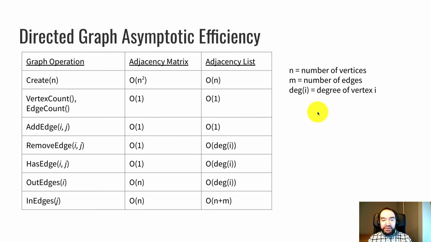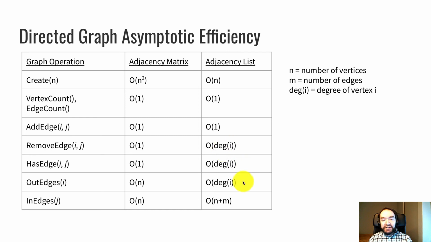So here's a summary of all the runtimes. We've analyzed both of these data structures. Adjacency matrix is on the left and adjacency list is on the right. So to summarize what was in this video, creating the adjacency list is linear time because of initializing all n empty linked lists. The vertex count and edge count accessors are constant time. Adding an edge is constant time because we're just adding to the front of a singly linked list. Remove edge, has edge, and out edges are all big O of degree of i because we jump to edge of i, which is a linked list of all of the outgoing edges from i, and then loop through that linked list. So those take big O of degree of i time.